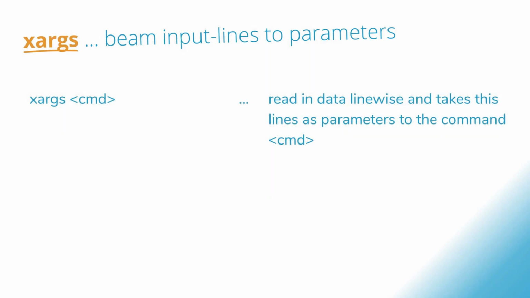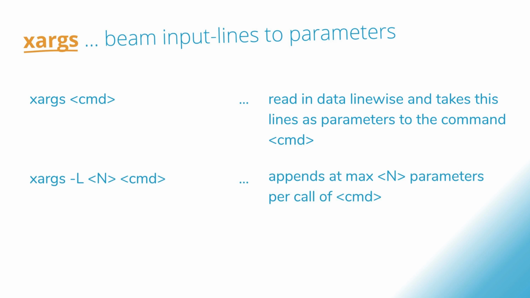Xargs followed by a command reads in data line-wise and takes these lines as parameters that are appended to the given command. If you want to limit the number of parameters a single command line gets, use the -L parameter followed by this number. If there are more input lines than your defined parameter limit, then the given command is simply called multiple times until all read-in lines are processed.